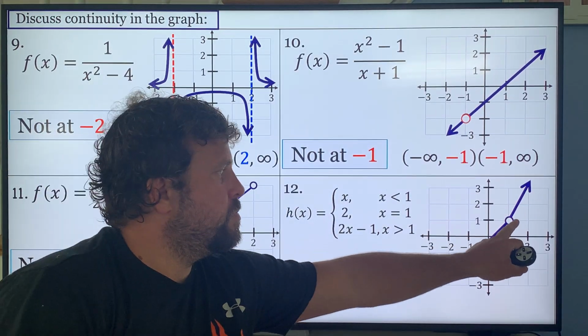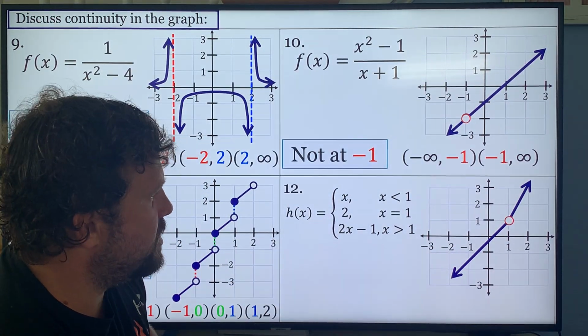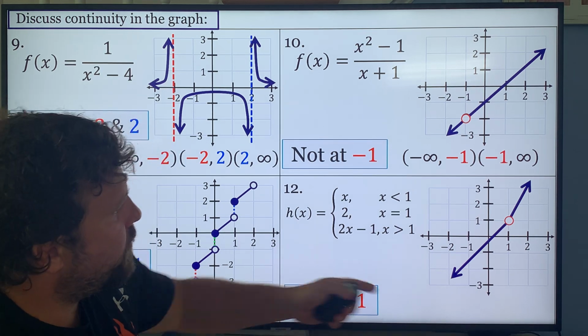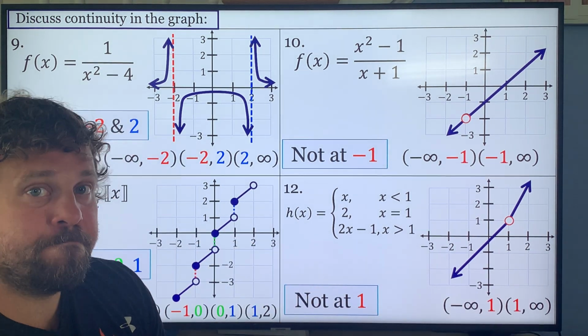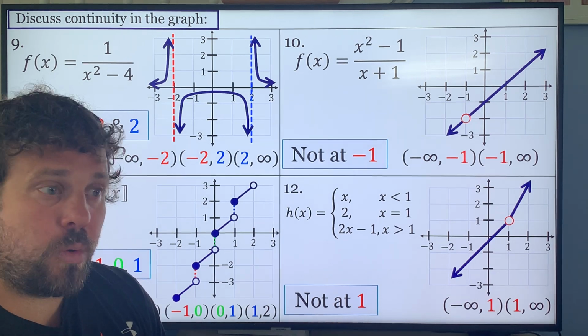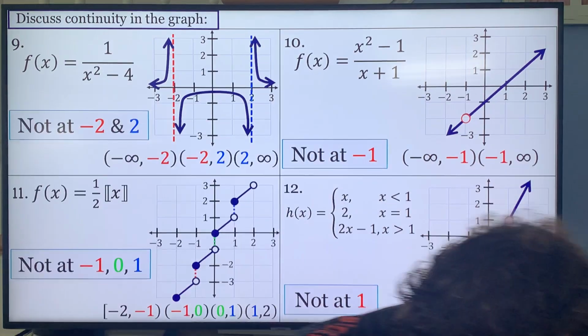Not continuous at 1, right? That's the only place because there's a hole there. So from negative infinity to 1 and from 1 to infinity. See? Continuity 101. Got it? All right.